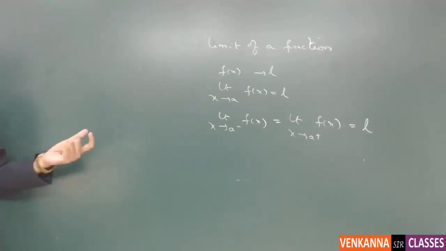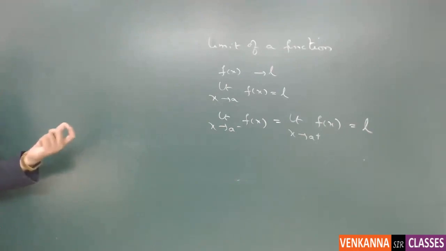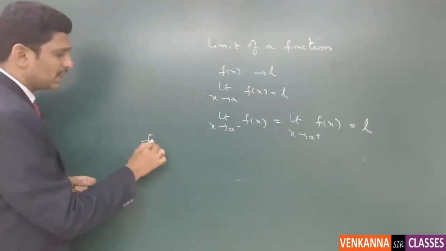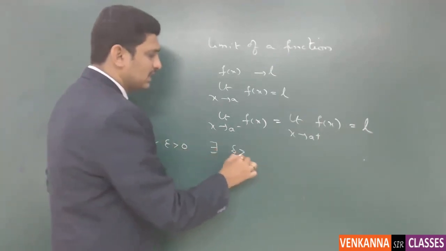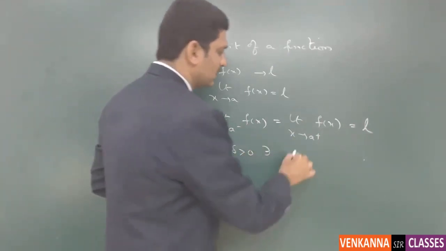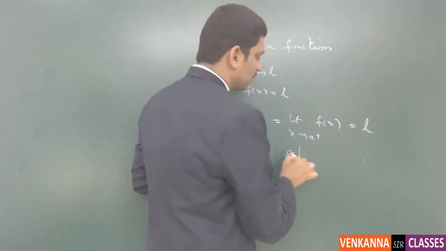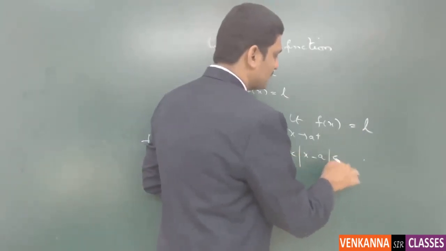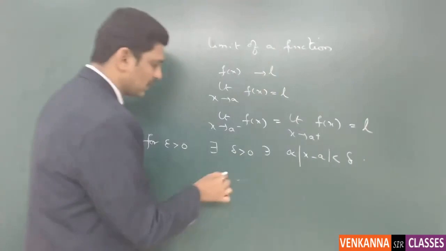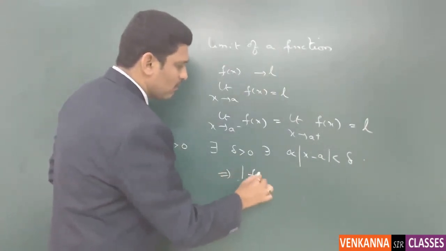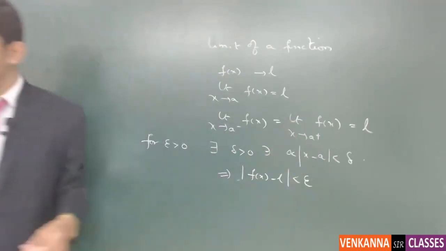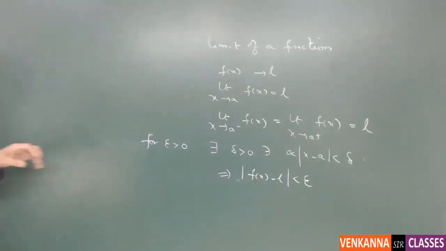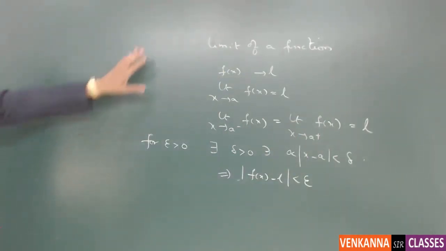So here in this continuity concept, we will say that for epsilon greater than 0, there exists delta greater than 0 such that whenever 0 is less than mod x minus a is less than delta, it implies mod f of x minus L is less than epsilon. So this is how we define the limit of a function.